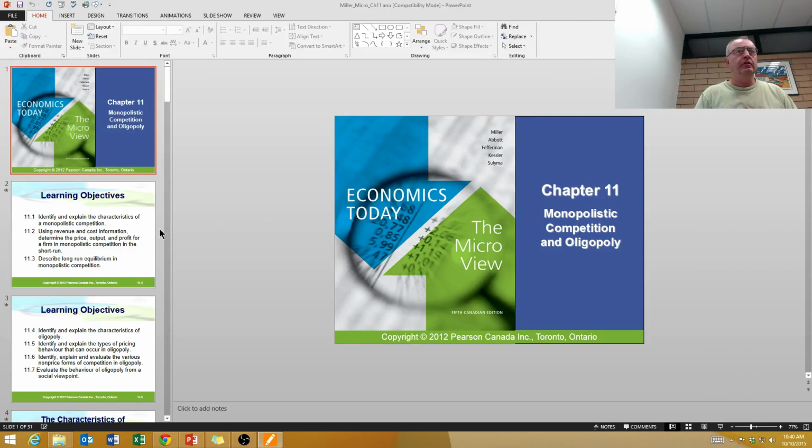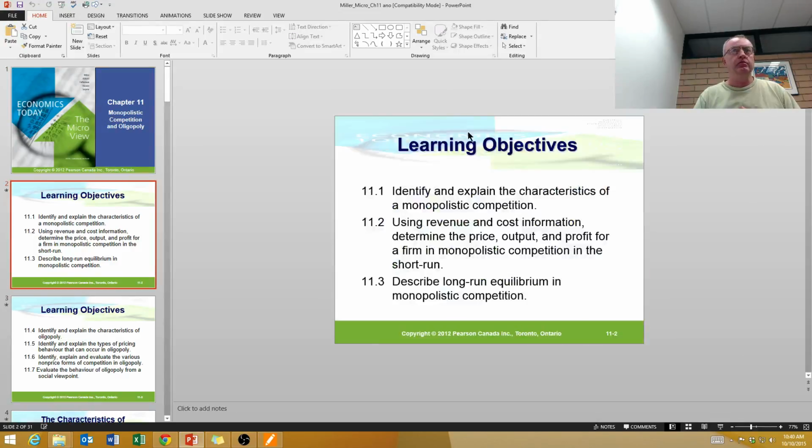So off to the agenda for this chapter. The first section deals with monopolistic competition. We look at the distinguishing characteristics of monopolistic competition. Secondly, we look at the optimal level of output for a monopolistically competitive firm, and then we look at the long-run equilibrium state in monopolistic competition.